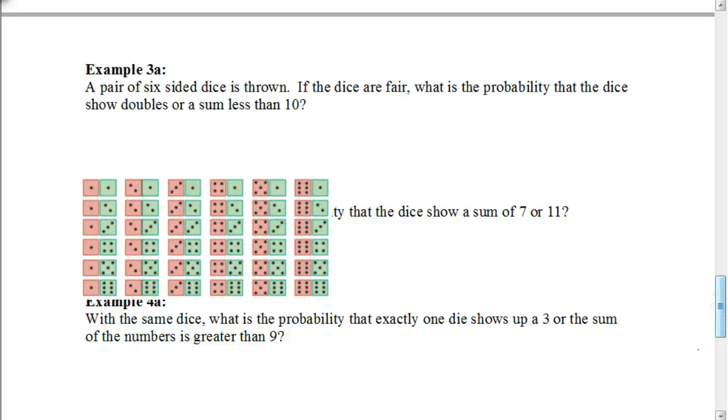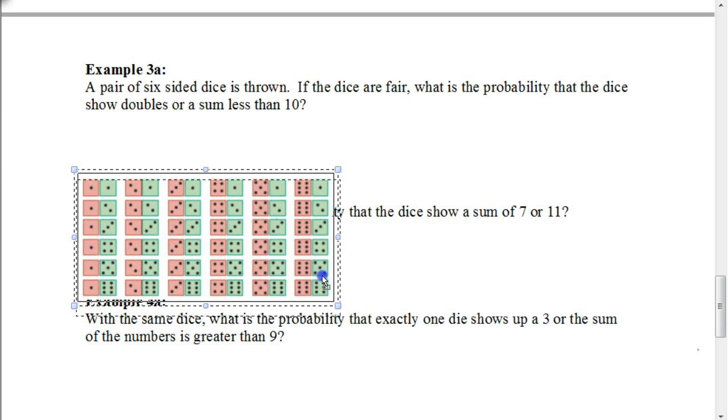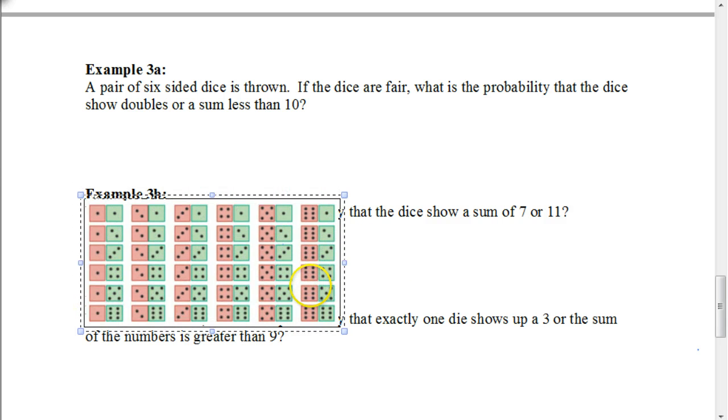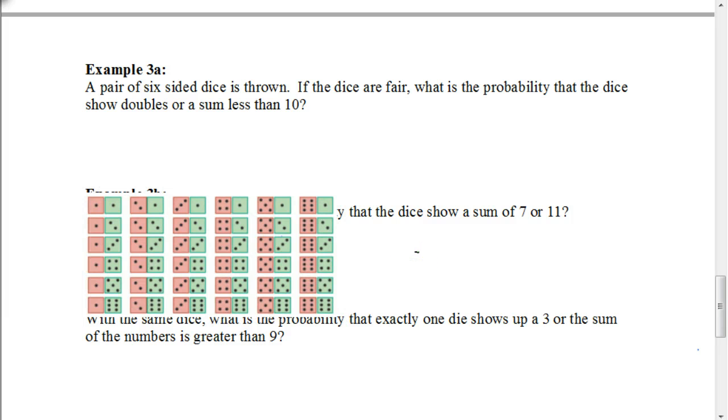We're talking about the situation of rolling two dice. I have this table to help us as we answer these questions, so we can refer back to it. It says a pair of dice is thrown. If the dice are fair, what is the probability that the dice shows doubles or a sum less than 10? So we're looking at the probability of getting doubles, or, so this is going to be the union of the two, a sum less than 10.